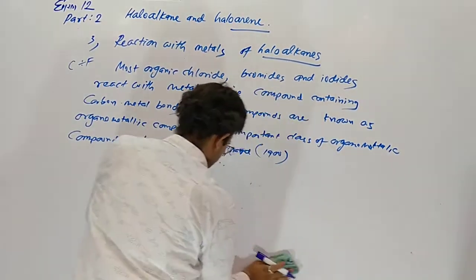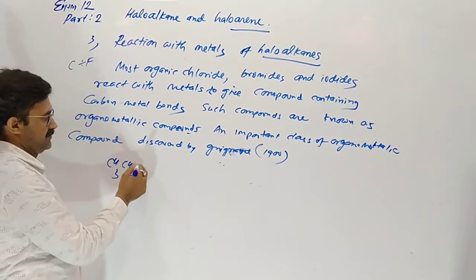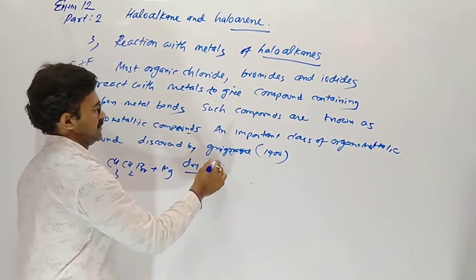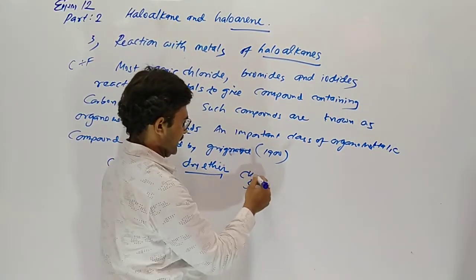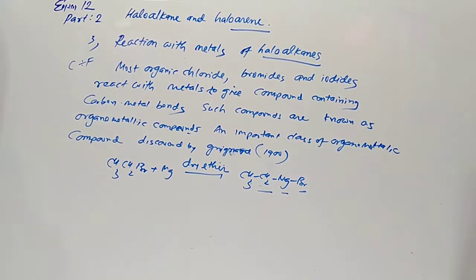Ethyl chloride, suppose we are taking ethyl bromide. It reacts with magnesium in the presence of dry ether. So between ethyl and bromine there is magnesium, which is ethyl magnesium bromide. Here the bond between carbon and magnesium is covalent, whereas the bond between magnesium and bromine is ionic in the Grignard reagent.